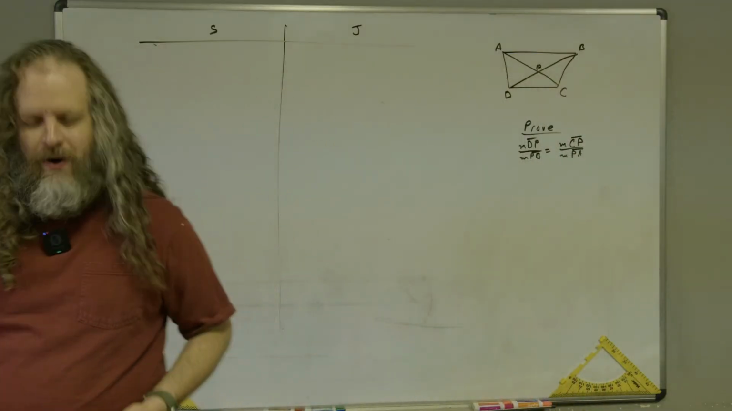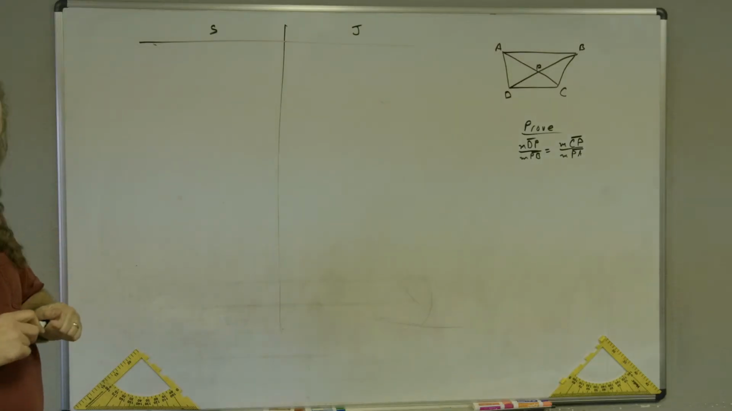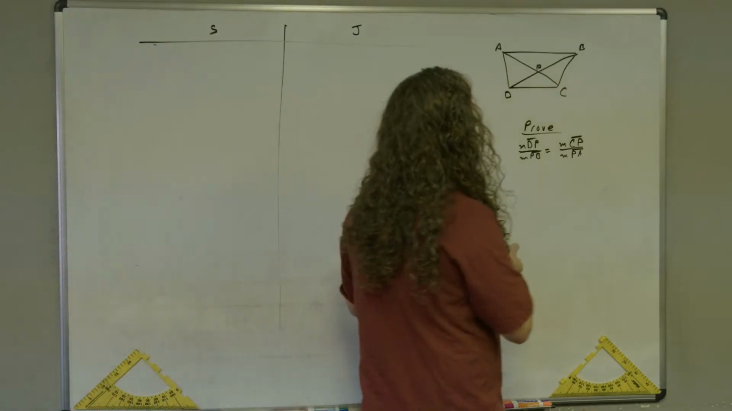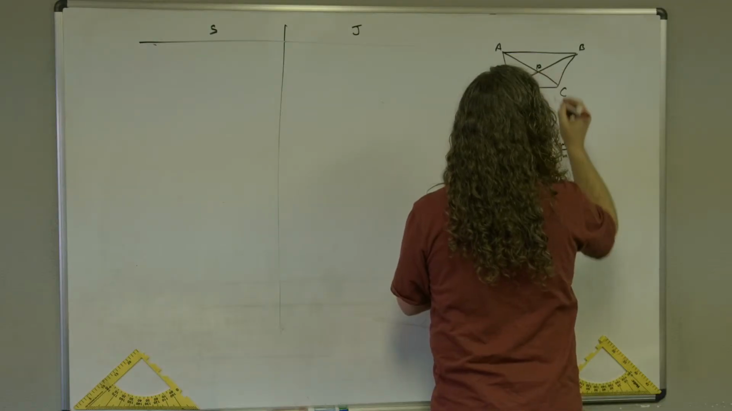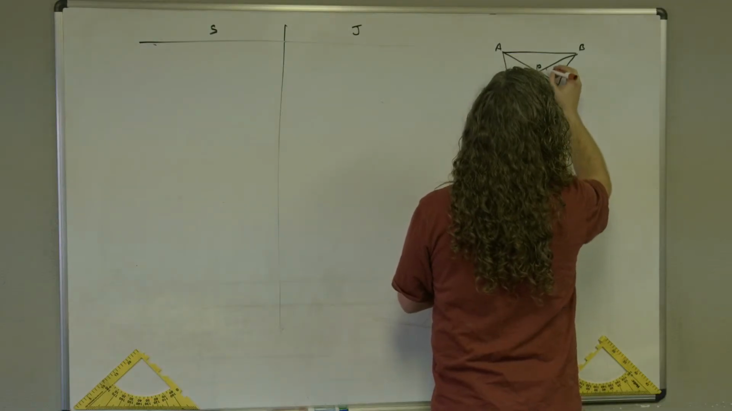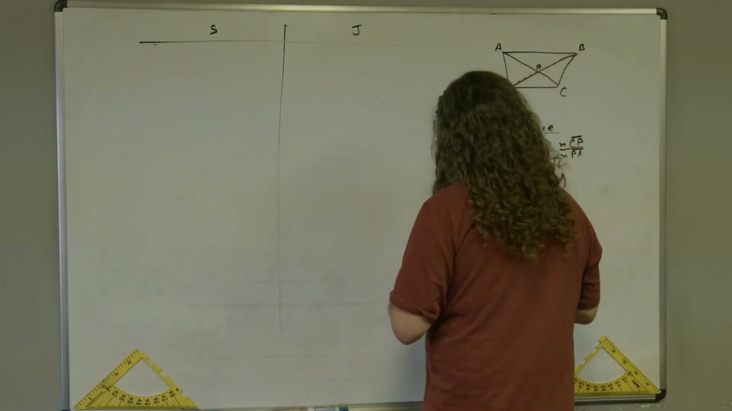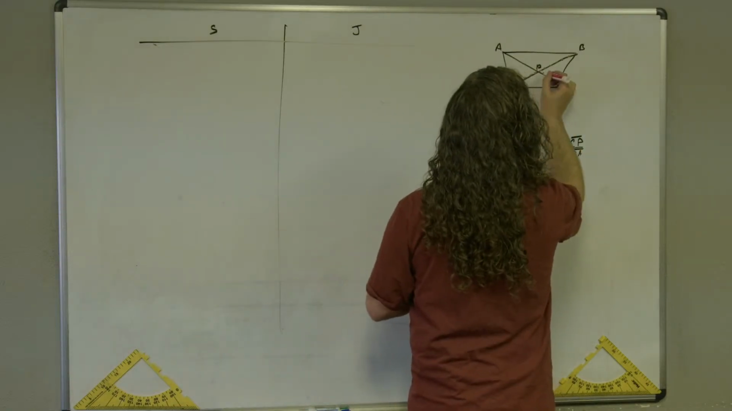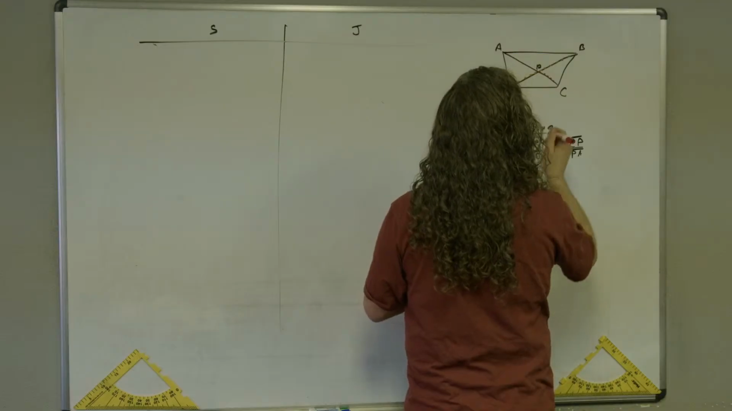We're told it's a trapezoid. So all the things that go with a trapezoid are true here, right? Let me label what we're looking for so we can see where we're going. So DP to PB and CP to PA.